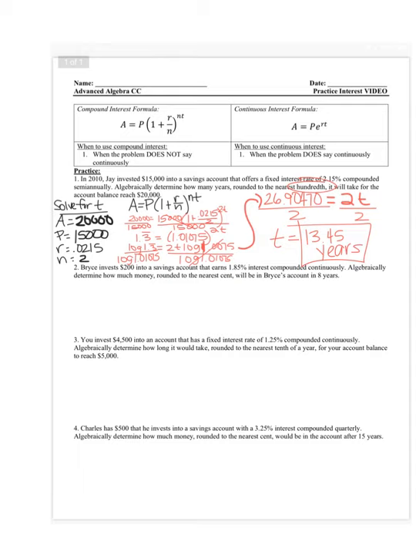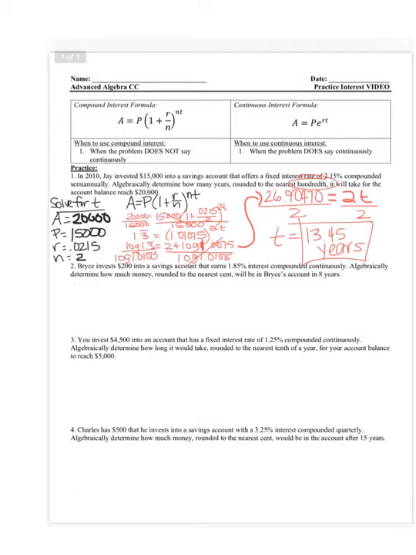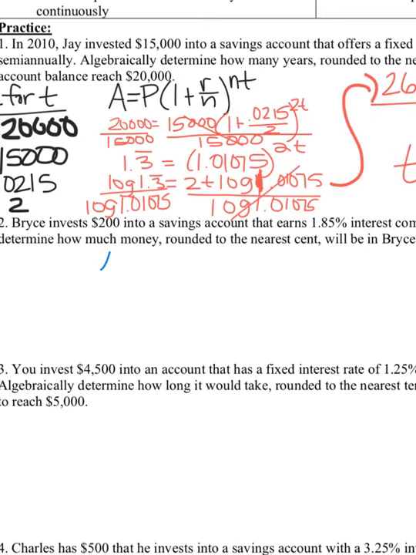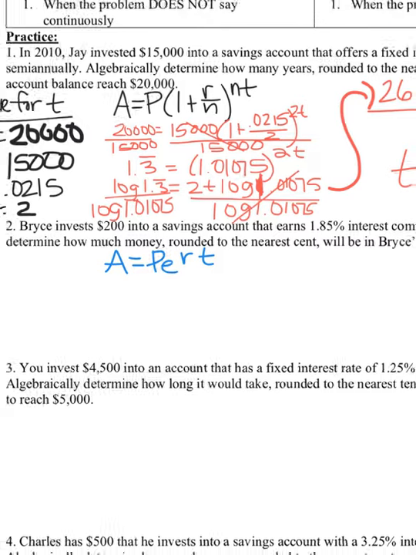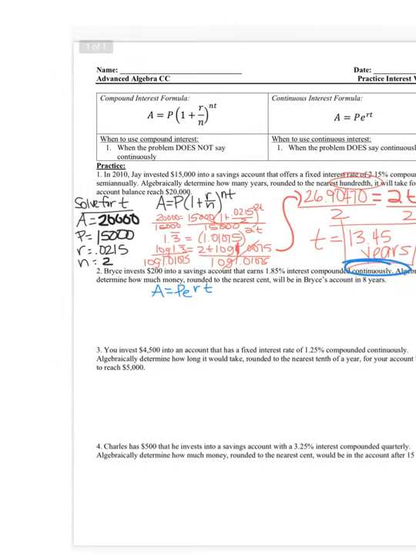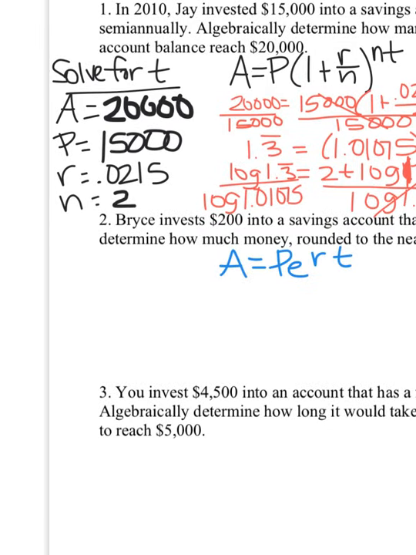Number 2, Bryce invests $200 into a savings account that earns 1.85% compounded continuously. That's the magic word. So whenever you see continuously, use the formula A equals Pert. We are going to be determining how much money will be in his account in 8 years. The future dollar amount is your A value, so we're solving for A.